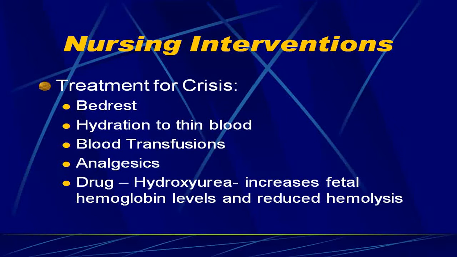Our treatment for the crisis is really bed rest. We're going to give the person hydration to help thin the blood, to help break up those clumping cells. We may also give a blood transfusion because if we've got the spleen destroying good blood cells and bad red blood cells, we need to replenish the body with some good red blood cells. A drug is given, hydroxyurea, and it increases fetal hemoglobin levels, and it helps to reduce hemolysis, or the breakdown of red blood cells.